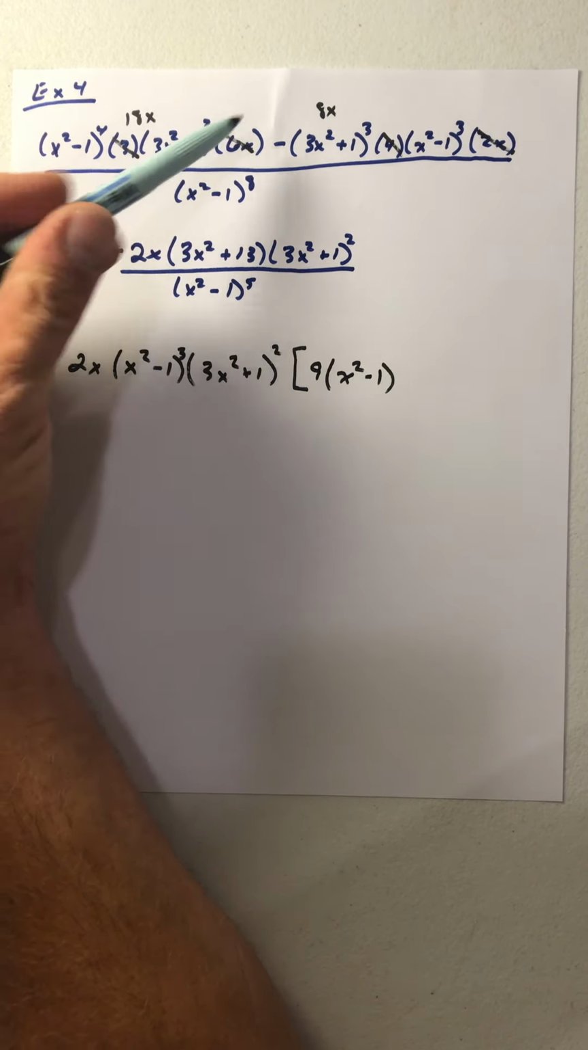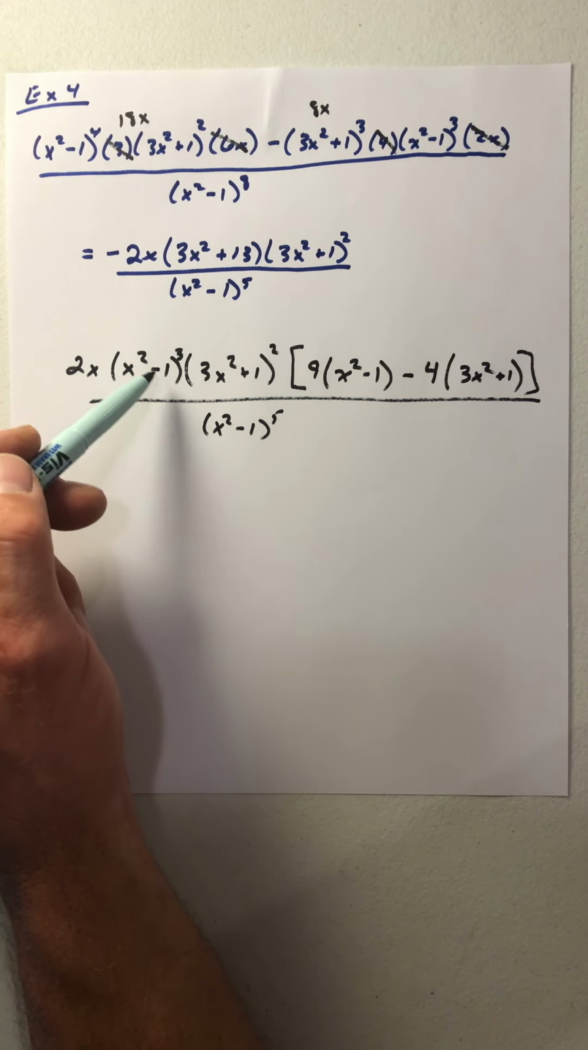We had 3x squared plus 1 to the 3rd. We're taking out 2 of those. So we have 1 left. And x squared minus 1 to the 3rd, we're taking all 3 of those out. So that's going to be our leftover pile. And this is over x squared minus 1 to the 5th.